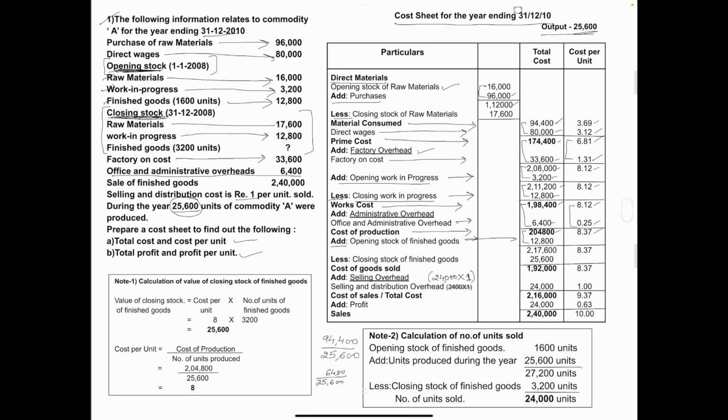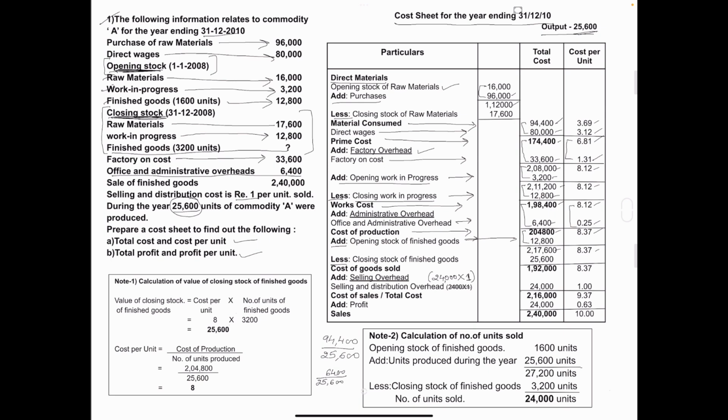Add these two amounts, 2,04,800 plus 12,800, and the amount is 2,17,600, and this will be the same. Less closing stock of finished goods. See the closing balance. Closing stock of finished goods amount they have not given. Units they have mentioned, 3,200 units, but the amount they have not mentioned here. So we have to calculate the value of closing stock of finished goods.